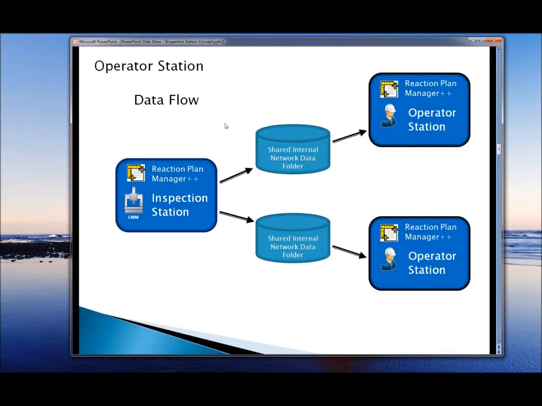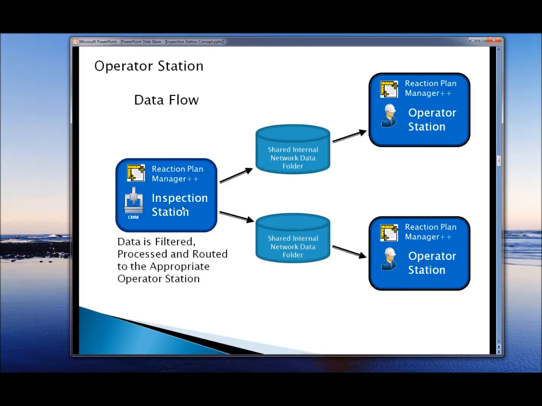To get a better understanding about how the operator station works, let's look at the data flow, how the data flows from the inspection station to the operator station. In this diagram, you'll see over here on the left is the inspection station, on the right is the operator station. And in between, you've got a shared internal network data folder. This is where the data is transferred from the inspection station to this folder to the operator station. So the operator station is always monitoring this common folder, and the inspection station will send the data to this common folder for the handshake.